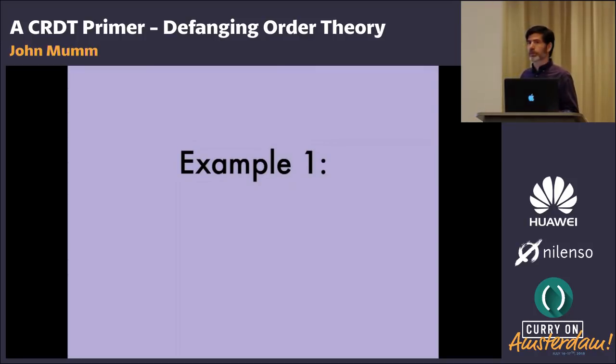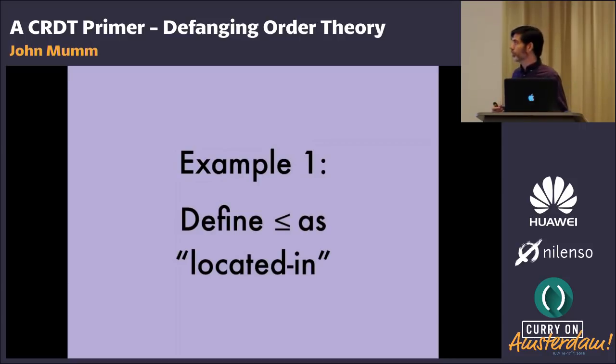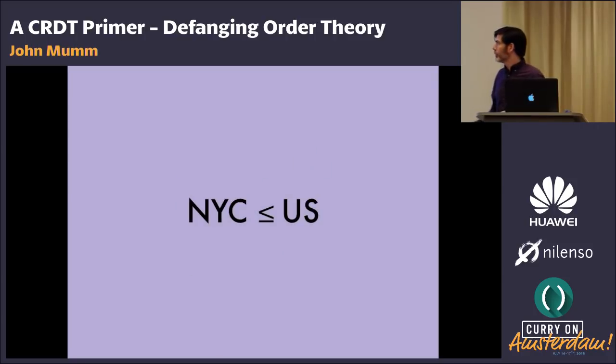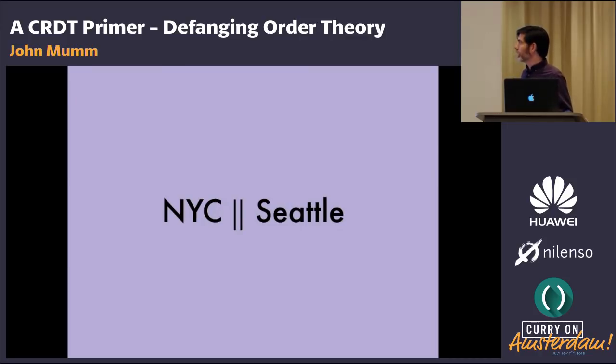So let's look at a couple of examples of partial orders. The first example we're going to look at is, what if we define less than or equal to as located in? So for example, we say New York City is located in the US, and we write it as New York City is less than or equal to the US. Okay, that works, but here, if we take New York City and Seattle, neither is located in the other, so we actually can't put them in this relation. So instead, we say they're incomparable.